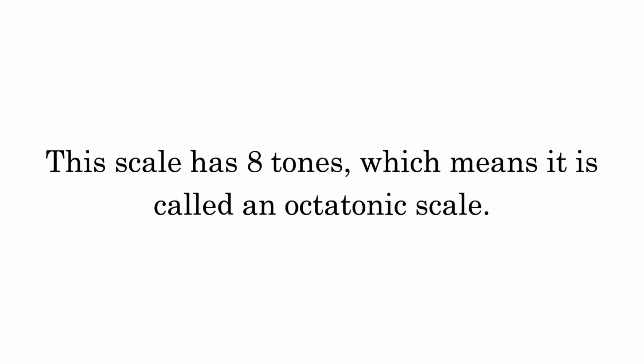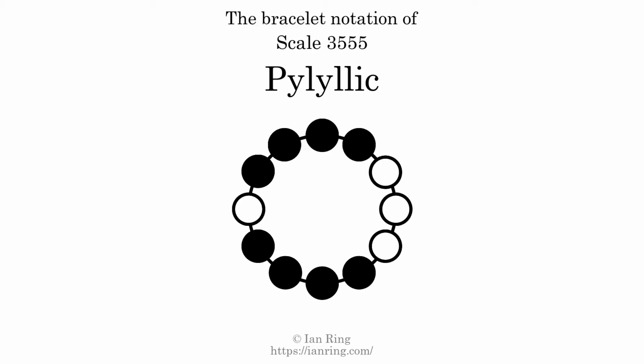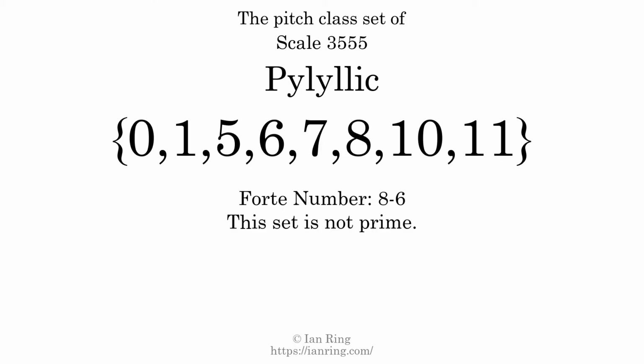This scale has 8 tones, which means it is called an octatonic scale. This is a bracelet notation diagram of scale 3555. The shaded circles represent tones that appear in the scale, and they are read clockwise, starting at the top. The pitch class set for this scale is 0, 1, 5, 6, 7, 8, 10, 11.